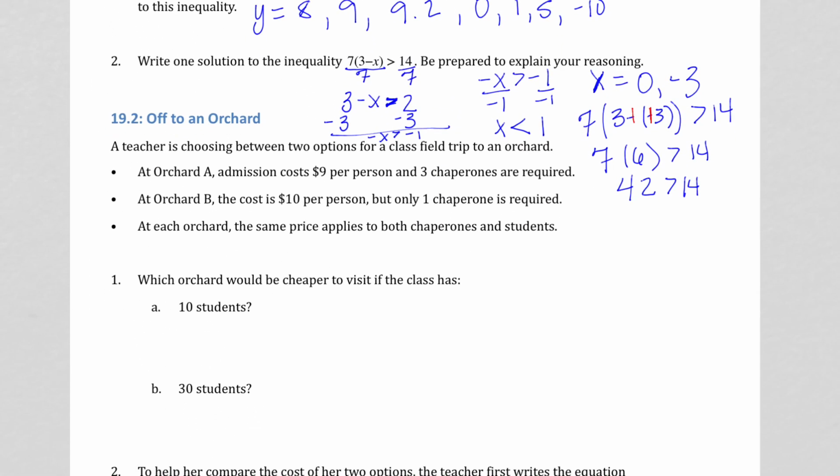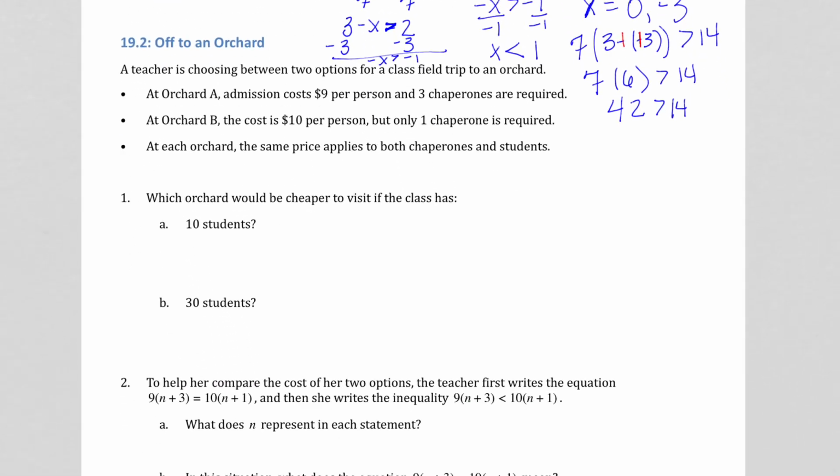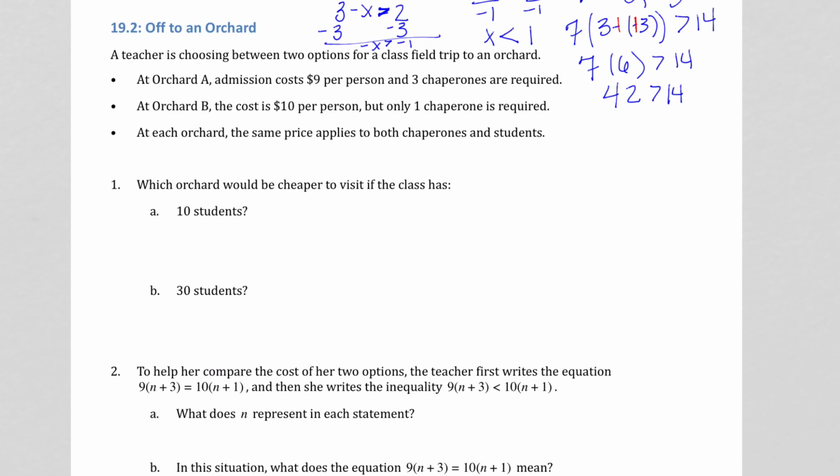All right. The best way to check your answers with these is to plug in values. Okay. All right, now we have off to an orchard. A teacher is choosing 2 options for a class field trip to an orchard. At Orchard A, admission costs $9 per person and 3 chaperones are required. At Orchard B, the cost is $10 per person, but only 1 chaperone is required. At each orchard, the same price applies to both chaperones and students. Which orchard would be cheaper to visit if the class has 10 students?